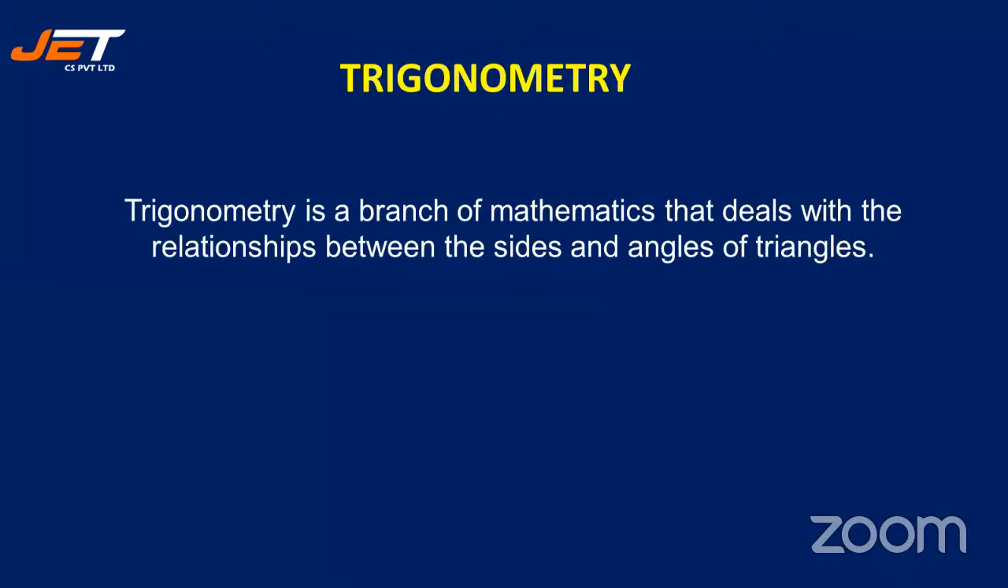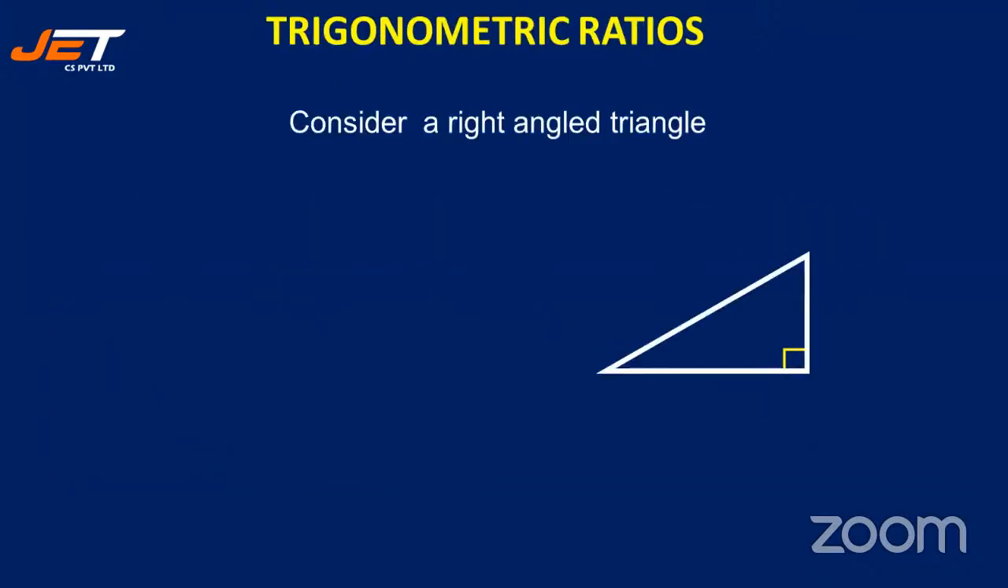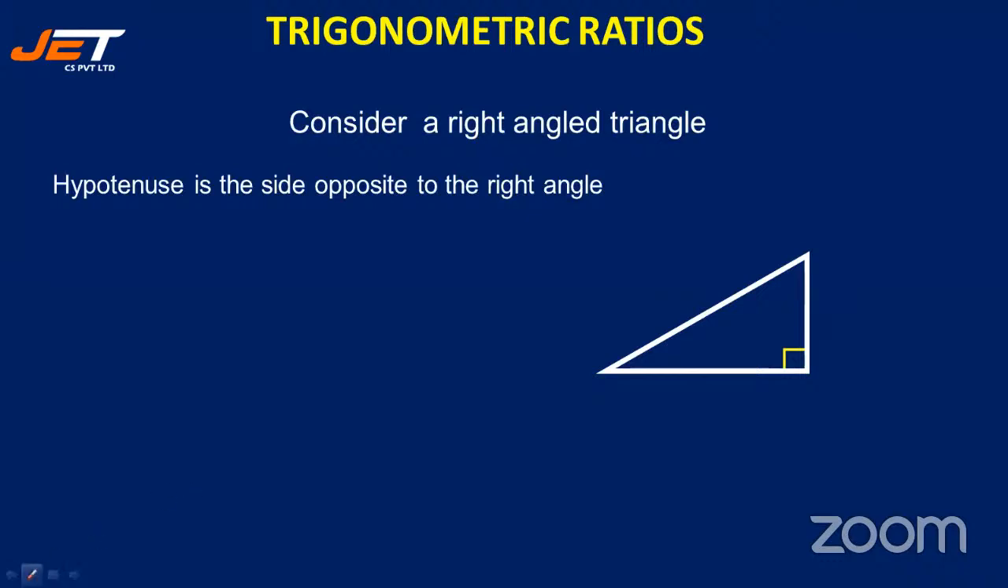Trigonometry is a branch of mathematics that deals with the relationships between the sides and the angles of triangles. You can see here the triangles, and consider a right angled triangle. You must be knowing about the hypotenuse. This is always the hypotenuse. A right angle triangle is the one which has 90 degrees, isn't it? What is hypotenuse? The longest side.